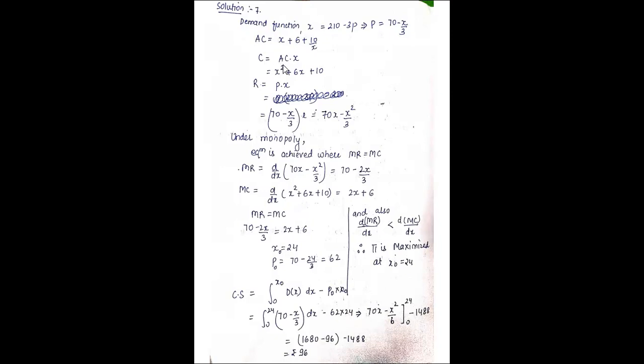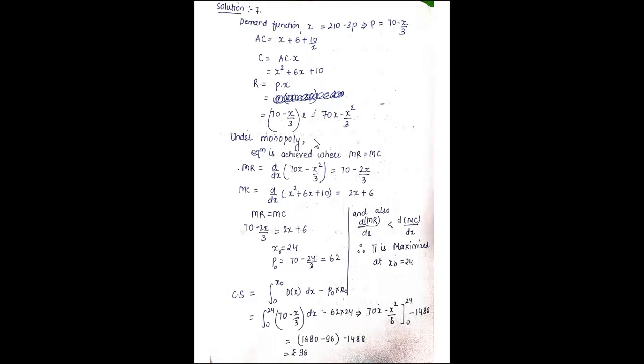c equals to, we can write average cost multiply x. So from average cost, we can write total cost equals to what? We know average cost equals to c by x. This is why c equals to s into x. And revenue equals to price multiply number of units or quantity. So r equals to, we get this one.